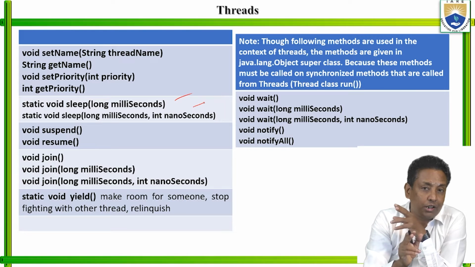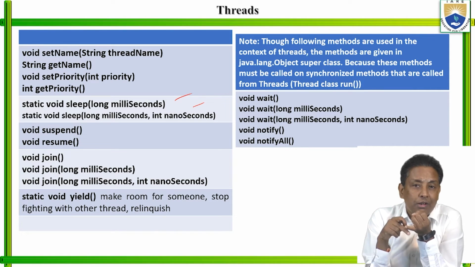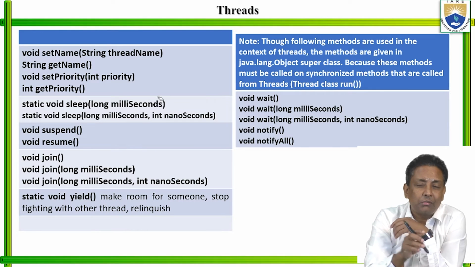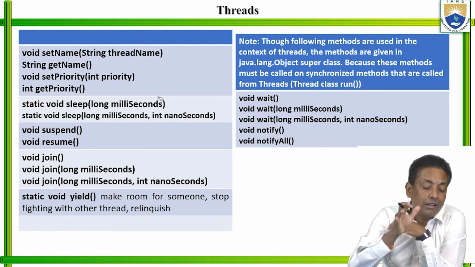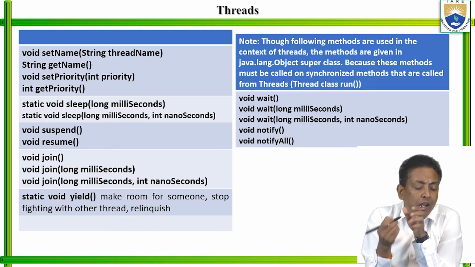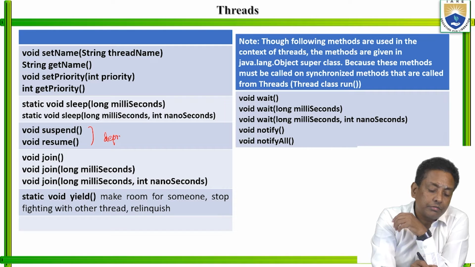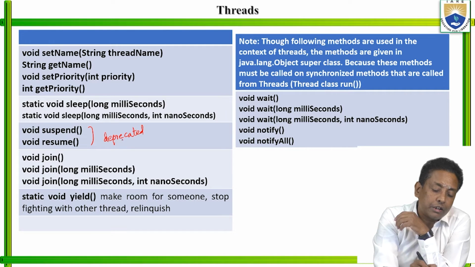It is overloaded twice. So the sleep method with long milliseconds, and long milliseconds comma int nanoseconds. Mostly we use long milliseconds. 1000 milliseconds is equal to 1 second. Like that you calculate and do. Suspend and resume, these two methods are deprecated. So we are not using them.